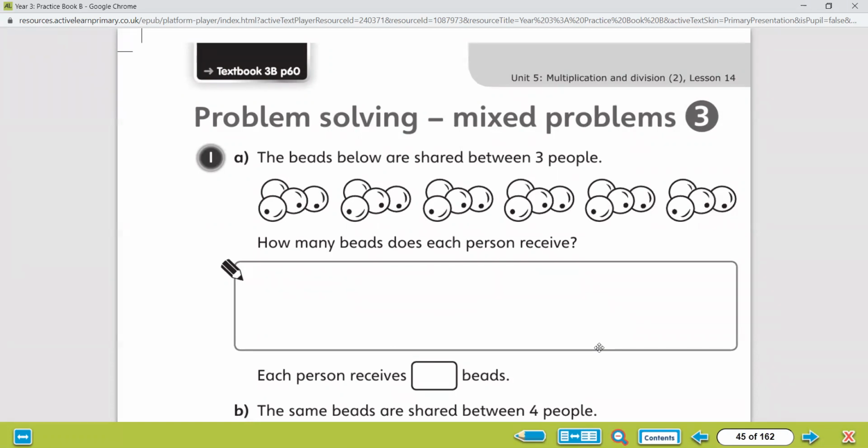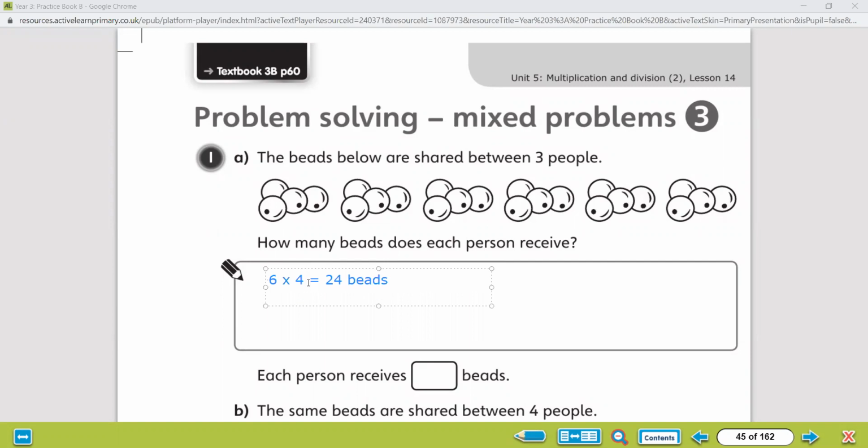So the first thing I have to do is work out how many beads there are. I want to work out how many are in a group. There are 4 in a group: 1, 2, 3, 4. And there are 1, 2, 3, 4, 5, 6 groups. So I've got 6 lots of 4. 6 fingers counting in 4s: 4, 8, 12, 16, 20, 24. So there are 24 beads.